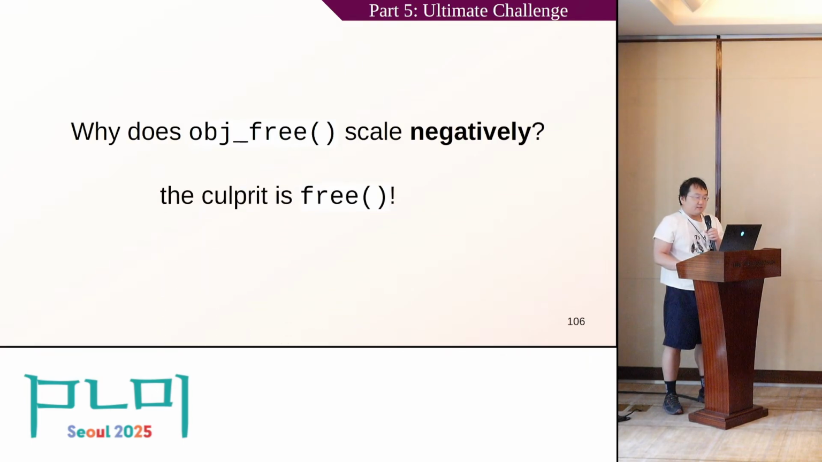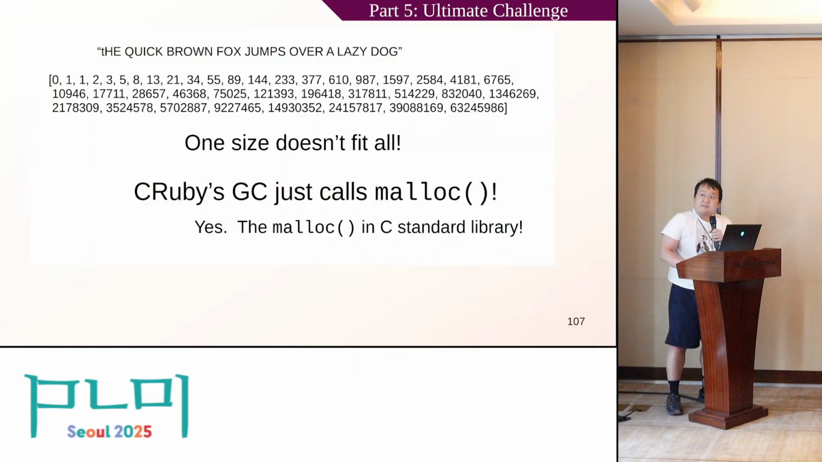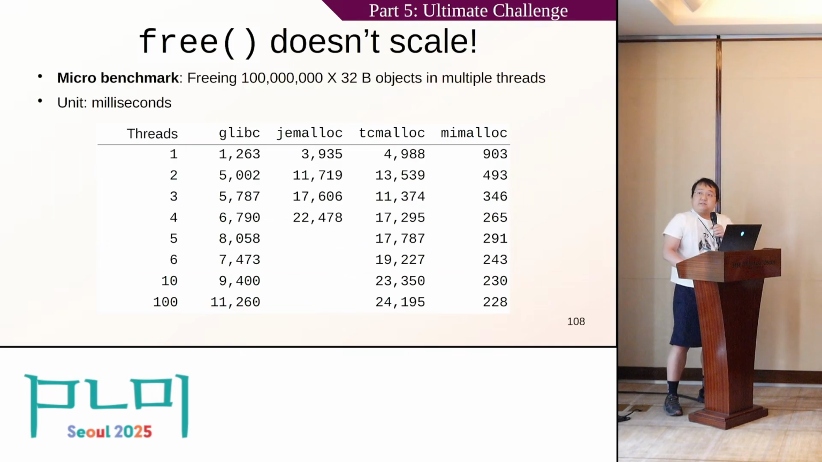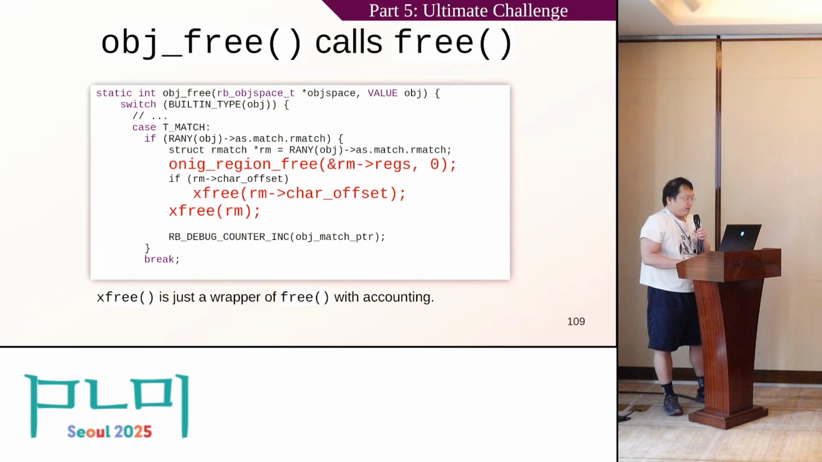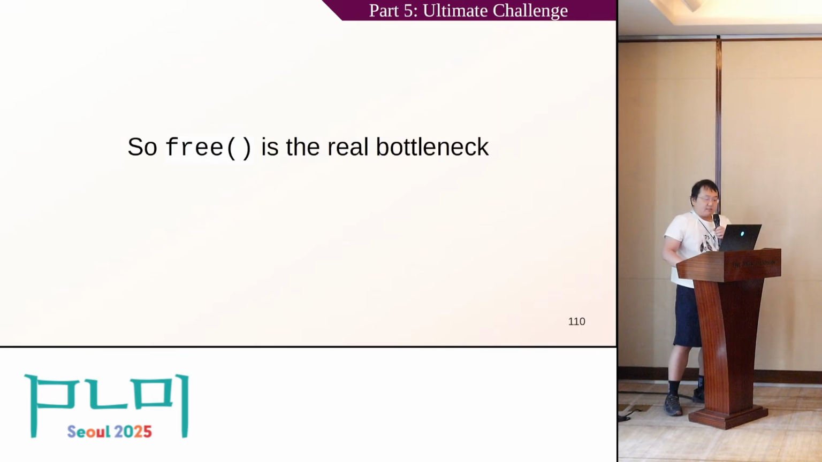And the culprit is free. Yes, the free in the C standard library. You should remember this I just called malloc. So seriously, we did a micro benchmark that freed 100 million small objects in multiple threads. We tried multiple malloc implementations, and for most of them, the more threads we have, the slower it becomes. And one malloc is the only implementation that scales, but it only accelerates by a factor of 4. And obj_free is all about calling free, so no wonder this thing doesn't scale. So what can we do about this?